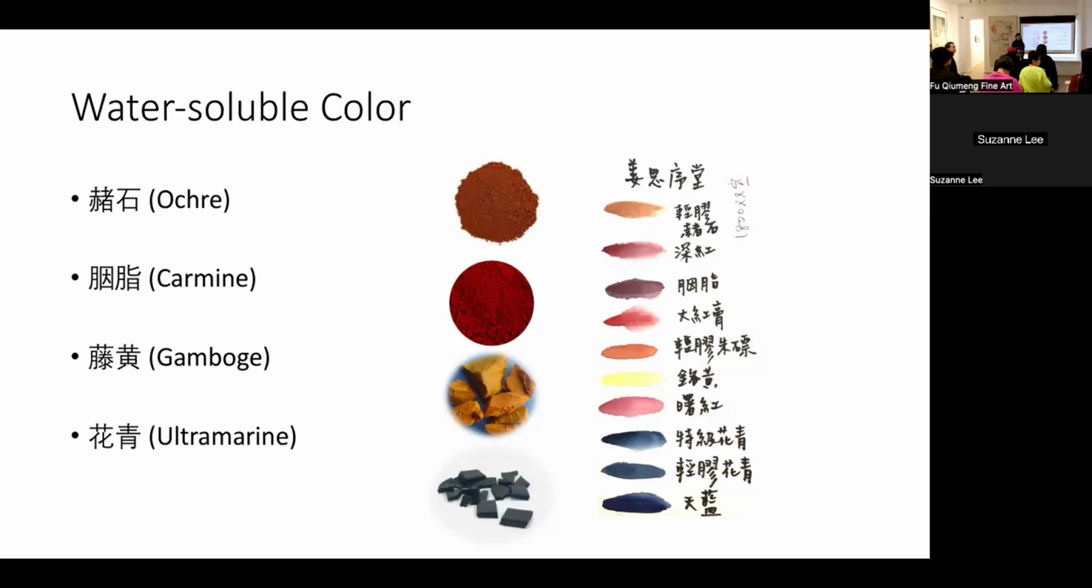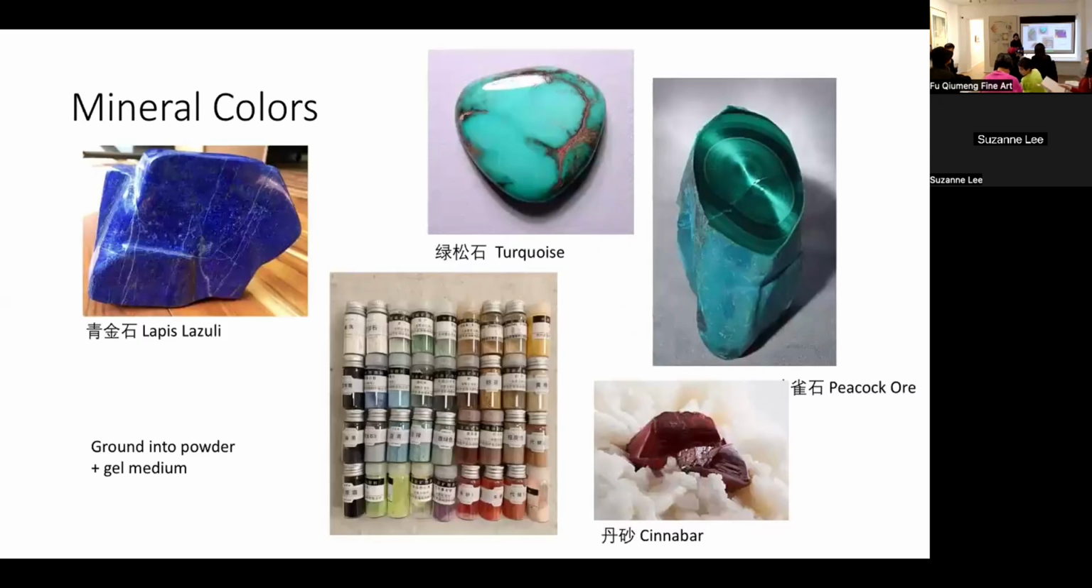And for colors, we have mainly two different types of colors. One is water-soluble colors and the other is mineral colors. For water-soluble colors, there are ochre, carmine, gamboge, and ultramarine. And for mineral colors, they actually come from minerals, like lapis lazuli, turquoise, peacock ore, as well as cinnabar.